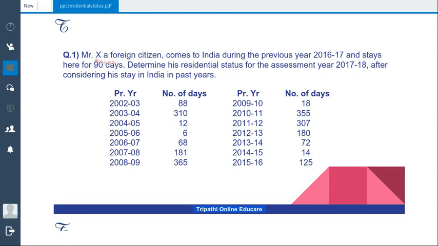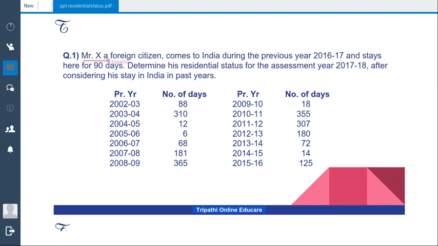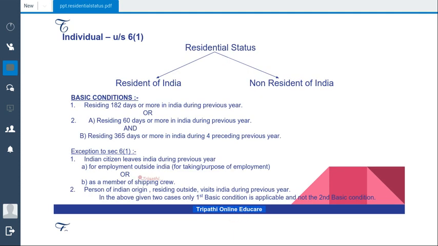In this video, we will determine the residential status of Mr. X, who is a foreign citizen. The moment we say foreign citizen, he is not fitting into exception to section 6 subsection 1. Now, if we see exception to section 6 subsection 1, it says Indian citizen leaves India during the previous year.